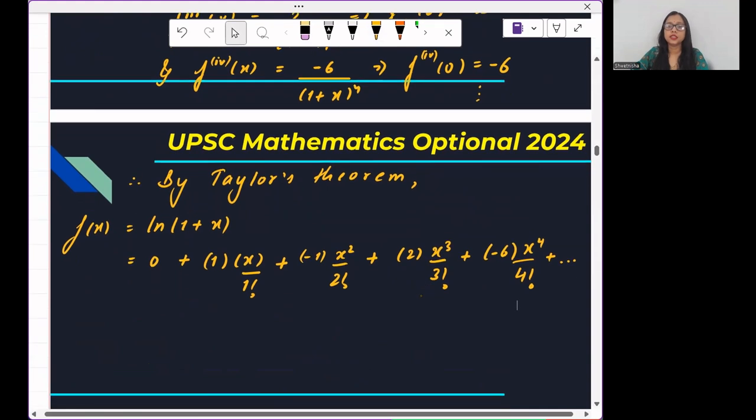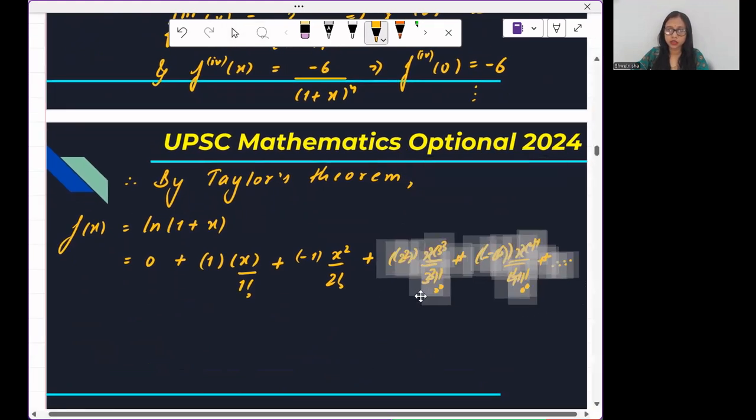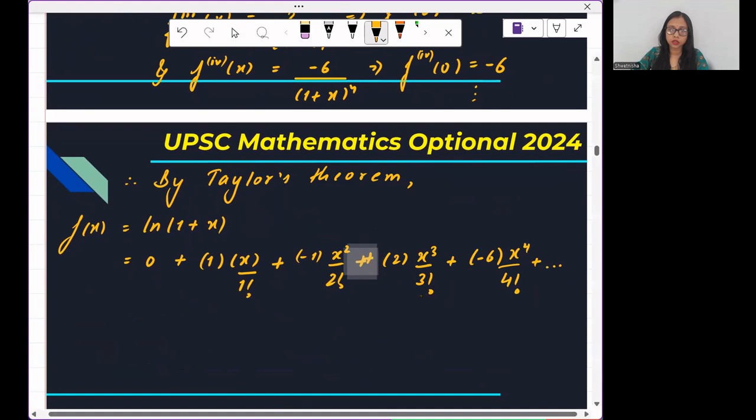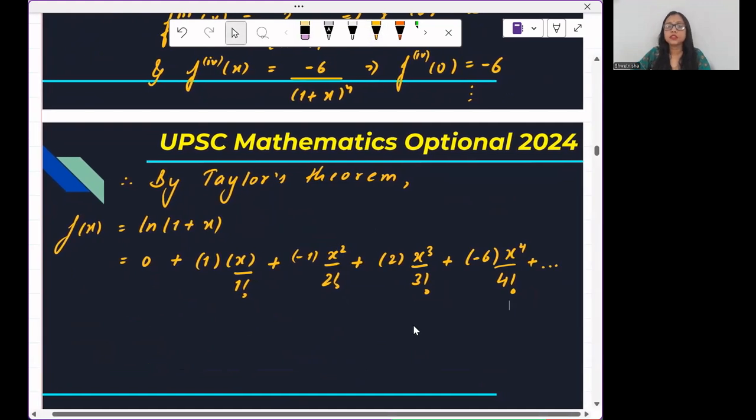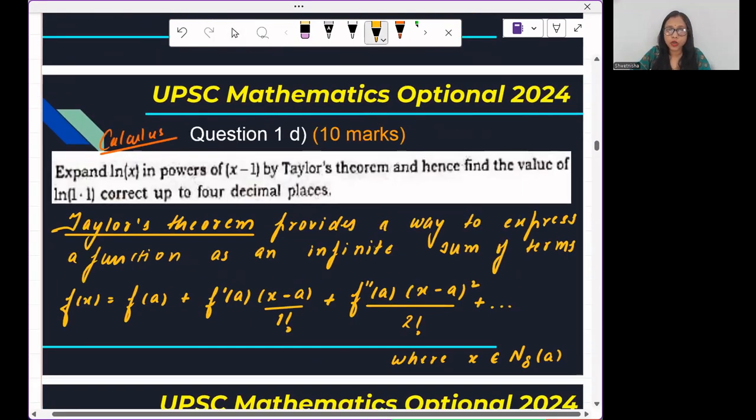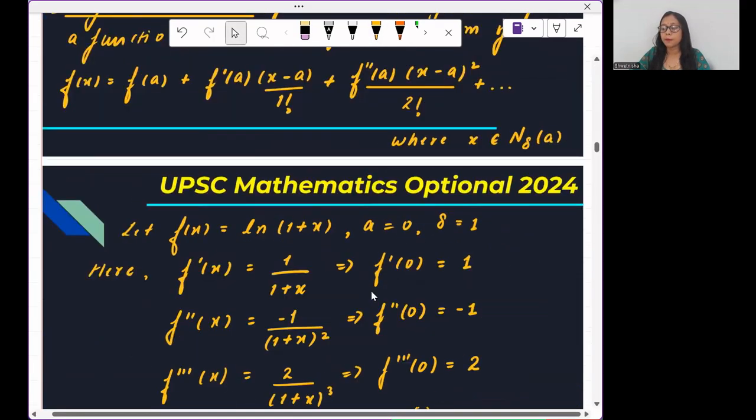And so on. This is the Taylor series expansion of ln of 1 plus x. But what they're asking is ln of x in the power of x minus 1. What I have calculated is ln of 1 plus x in the power of x. So it's almost the same. I just need to do one small change, which is replacing my x with x minus 1.